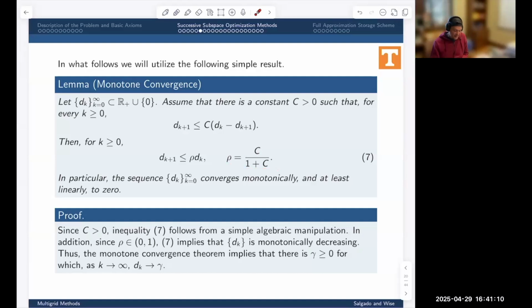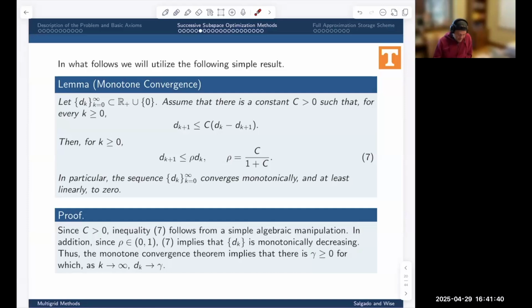And so if that happens, then we can show that that sequence has to converge monotonically and also linearly, or at least linearly, and it has to converge to 0. There's no other place that it can go. Okay, it's got to be monotonically decreasing, and it's got to be going to 0. Let's prove this. It's such an important little lemma. We use it all the time, so let's get a proof for this.